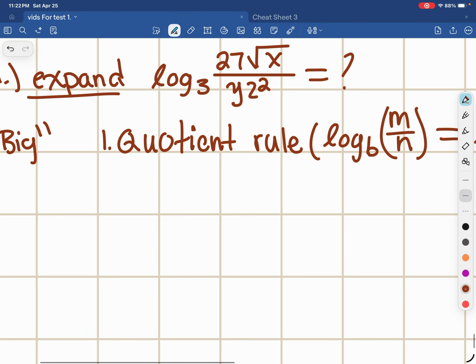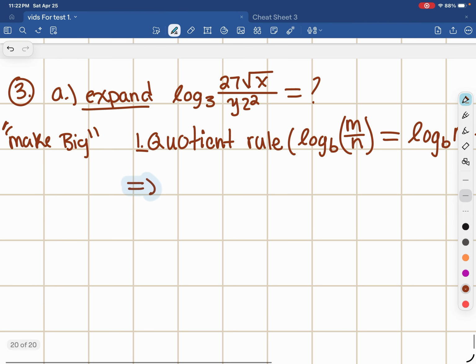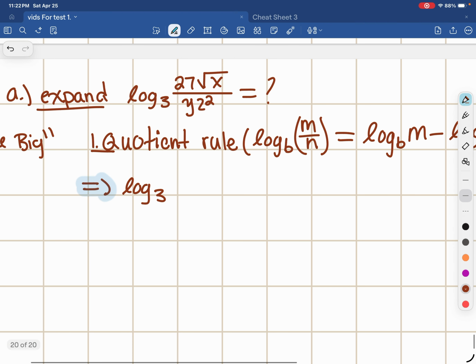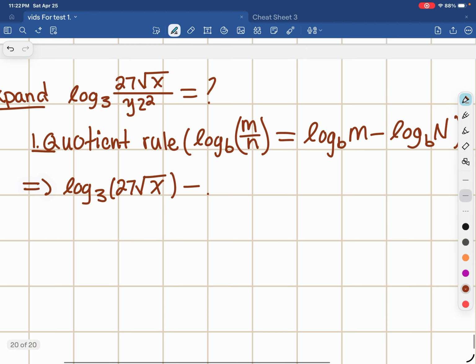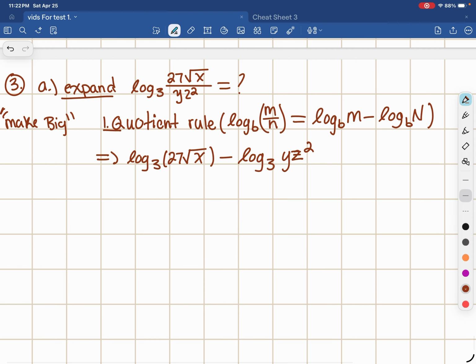So let's rewrite this now. We'll start off with these arrows to notate. So we should have log base 3, m comes first. So we'll have log base 3 of 27 root x subtracted by log base 3 of y z squared.